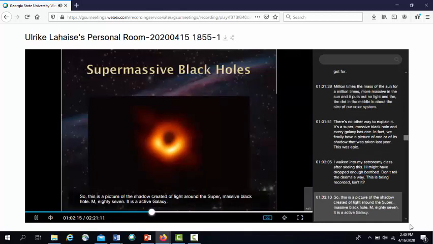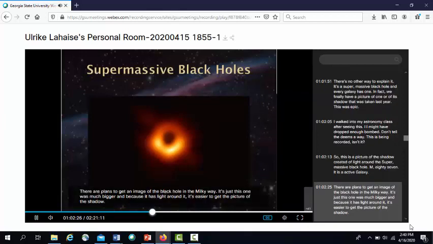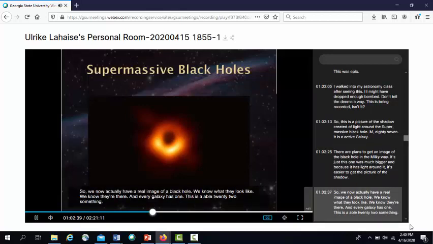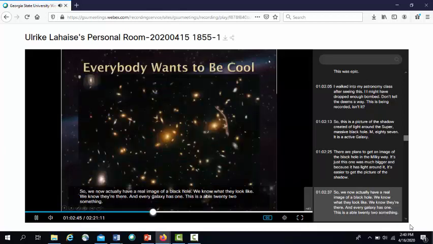So this is a picture of the shadow created of light around the supermassive black hole of M87. It is an active galaxy. There are plans to get an image of the black hole in the Milky Way. It's just this one was much bigger, and because it has light around it, it's easier to get the picture of the shadow. So we now actually have a real image of a black hole. We know what they look like. We know they're there. And every galaxy has one.